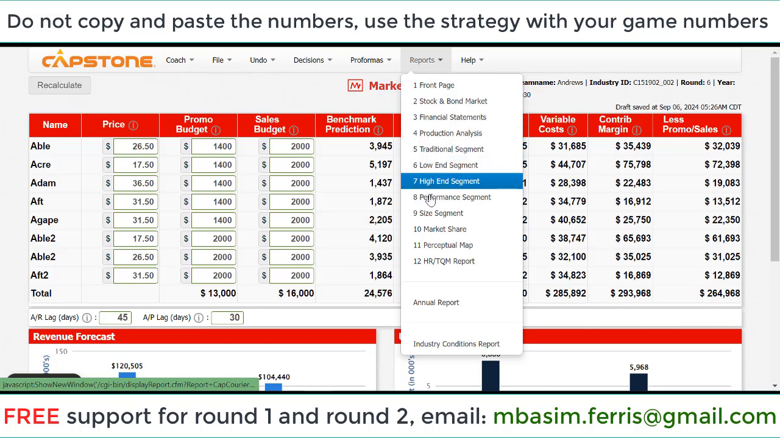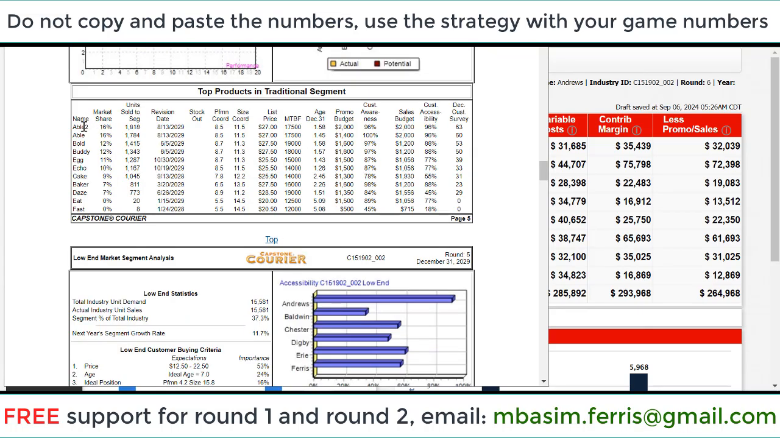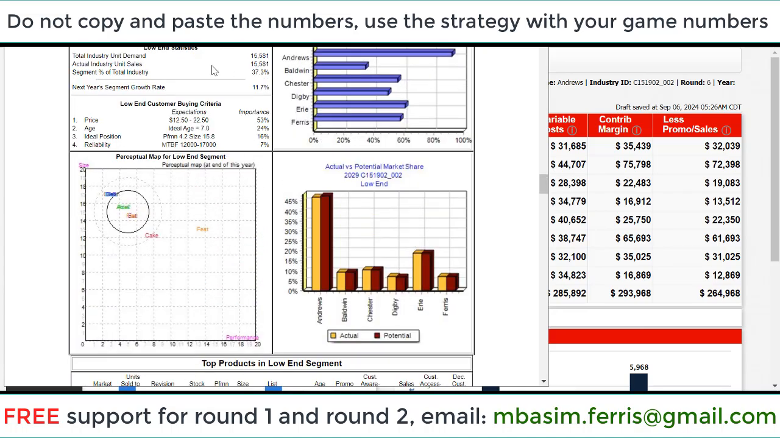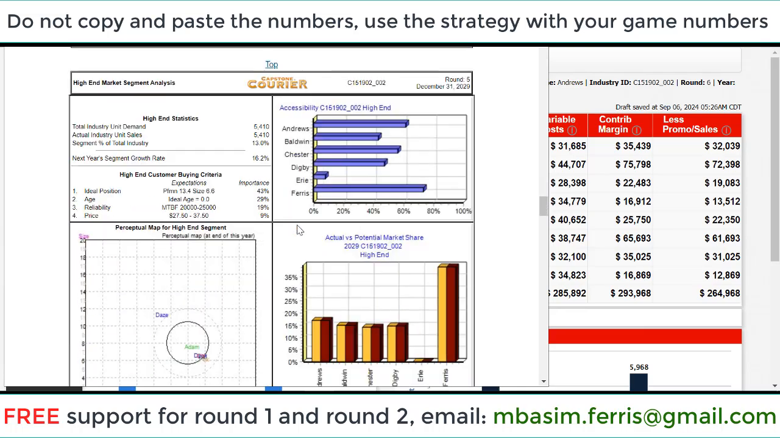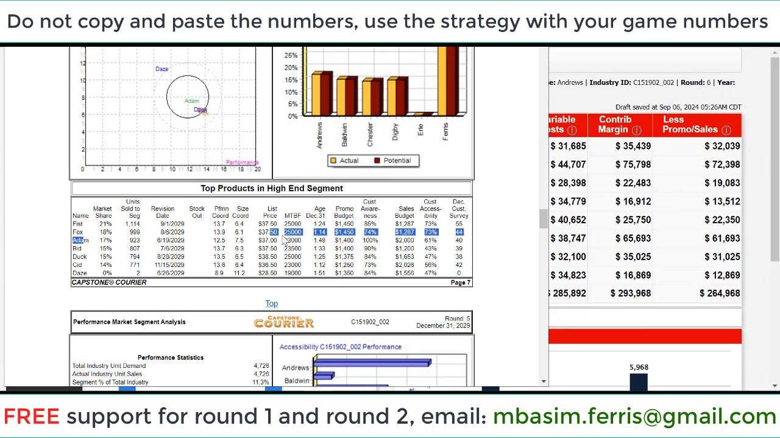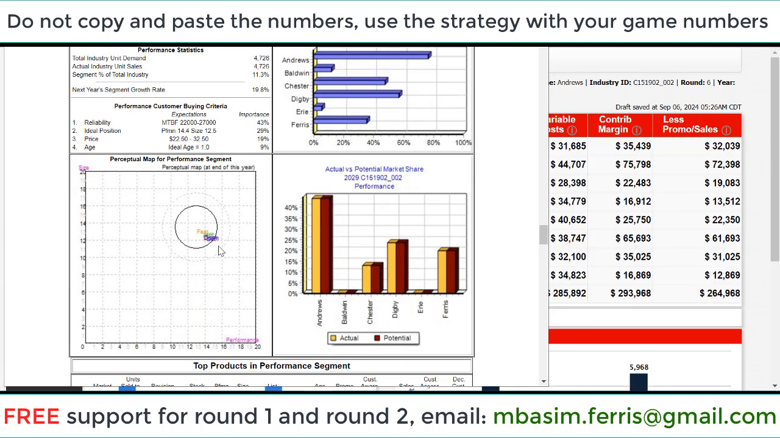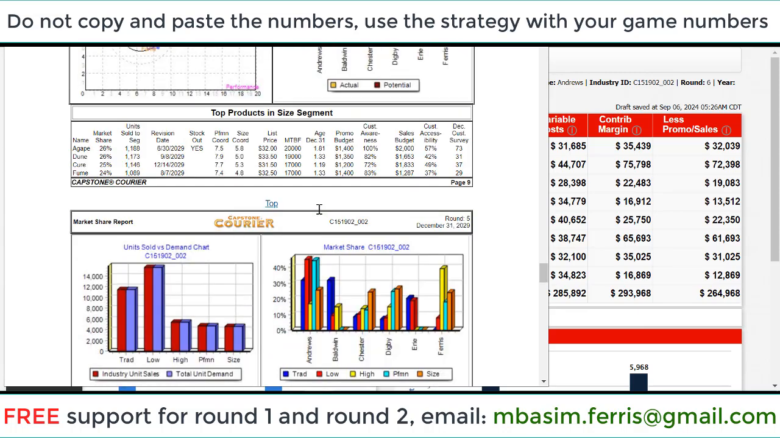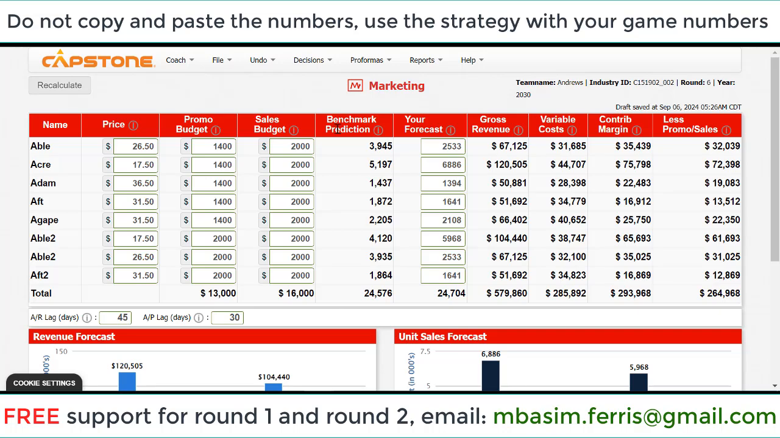You can check pages 5, 6, 7, 8, 9 here, 5 pages of the report, and you see that we have the top sale here. 2 products lead the sale in the traditional segment, right? And 2 top products lead the sale in the low end segment. You see it, right? So we have gained great market share. For the high end, we are also in the top, but not the first one, which is okay. For performance, we have 2 products leading the market with the top market share here, 22%. And for the size segment, we have the leading product here, right? So we have 5 products selling very well.